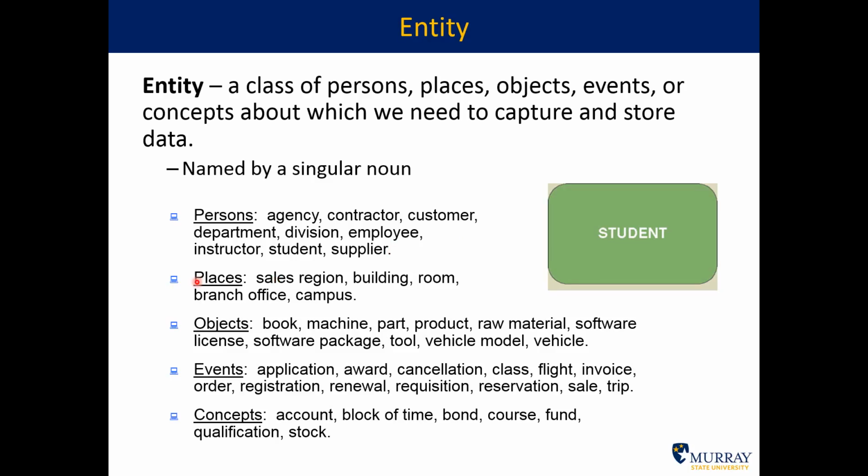An entity can also store information about places, like sales regions, buildings, rooms, branch offices, campuses. An entity can also store information about objects, both tangible and intangible, like books, machines, parts, products, raw materials, software packages, and so forth. Also, an entity can store information about abstract ideas like events, application, award, cancellation, and also about concepts like account, block of time, course, fund, qualification, stock. Concept means something that is intangible.